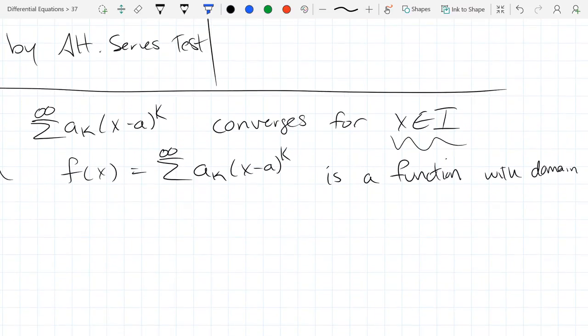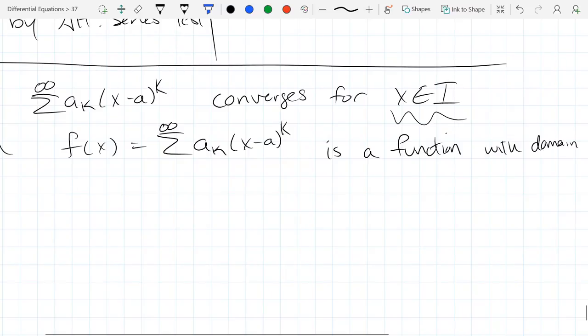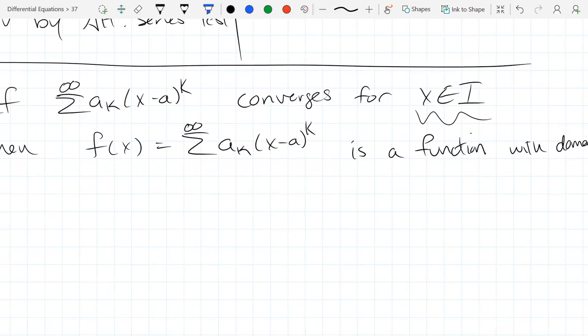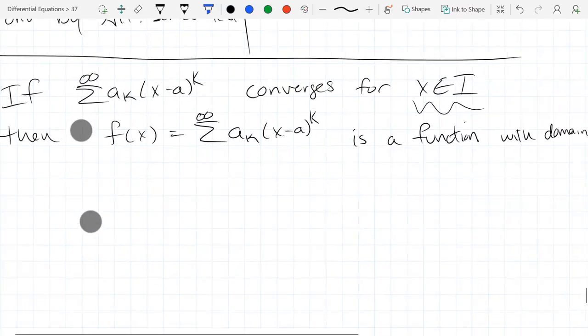So not only is this a function, it should be relatively clear it follows the only function rule there is. You put in an x inside the domain, you get out a number. This function is also going to be continuous, and you can take derivatives and integrals, and they will also be continuous. So this function is a little bit nicer than just a regular function.